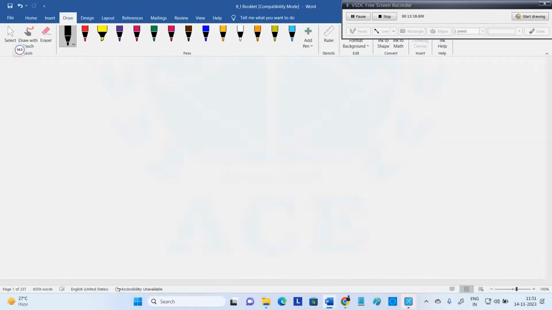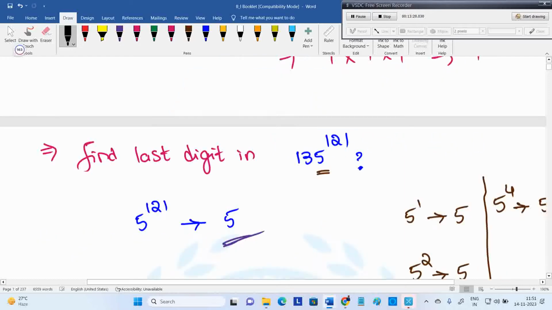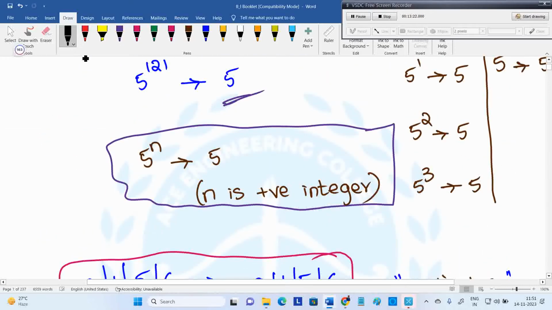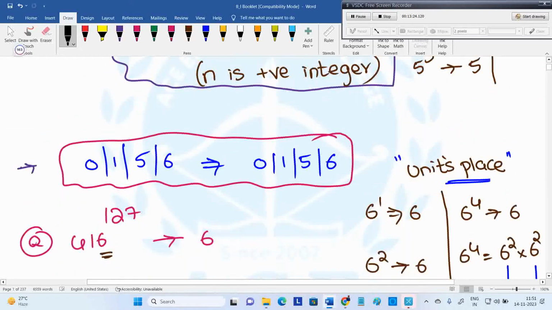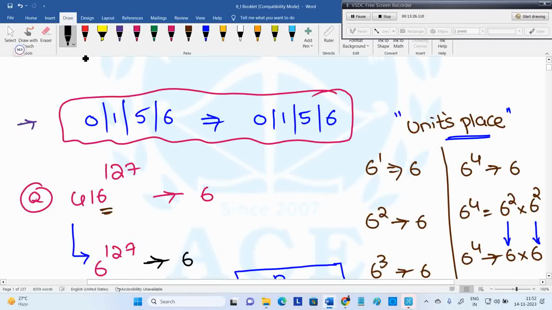So 5 power, 1 power, all those will end with the same digit only. 5 power n ends with 5. 1 power n also ends with 1 only, obviously. Like 0 power n also ends with 0. So for 0, 1, 5, 6, the units place is always the same, whatever the power. Okay, this is one part.